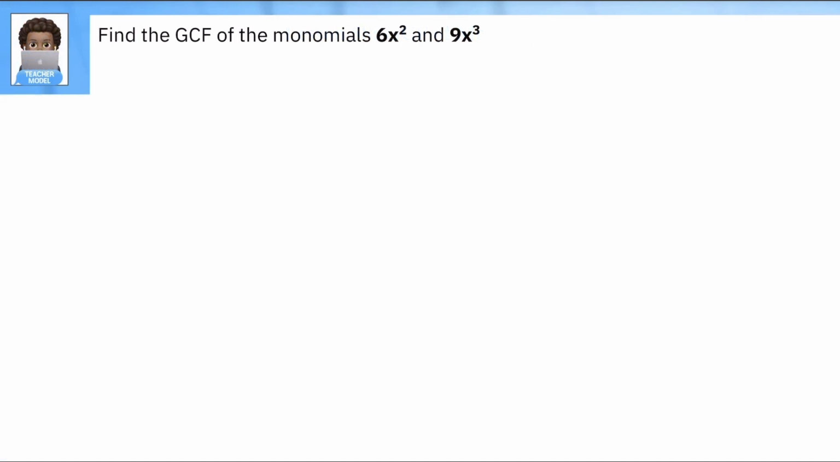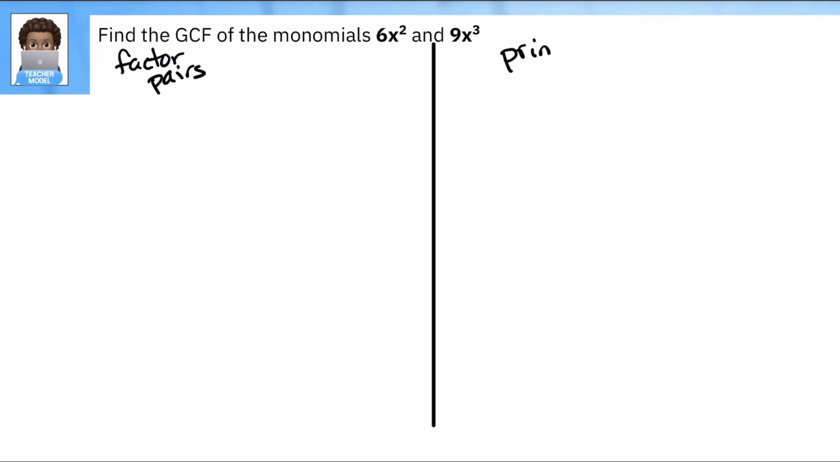Here's our first example, finding the greatest common factor of 6x squared and 9x cubed. I'm actually going to show you two different ways that can work for this. I'm going to split it in half: one using just rainbow factor pairs, and the other one using prime factorization. Both will work, whichever one is your preference is the one you can use. So I'll start with the factor pairs first.